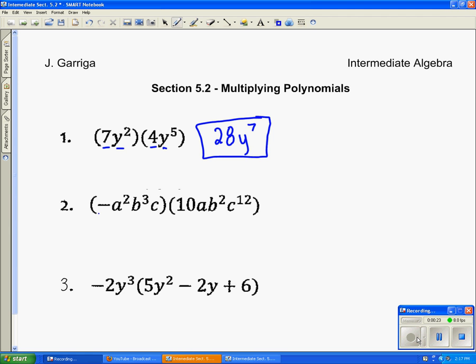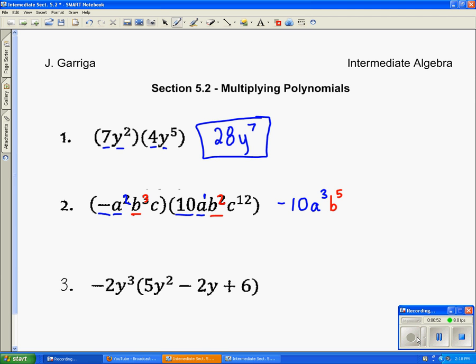Okay? Negative 1 times positive 10 is negative 10. Now we're going to multiply like bases. So there's an unknown 1 there. So when you multiply like bases, you add the exponents. So 2 plus 1 is a to the third. Now I'm going to do b to the third times b squared. So I say 3 plus 2 is b to the fifth.